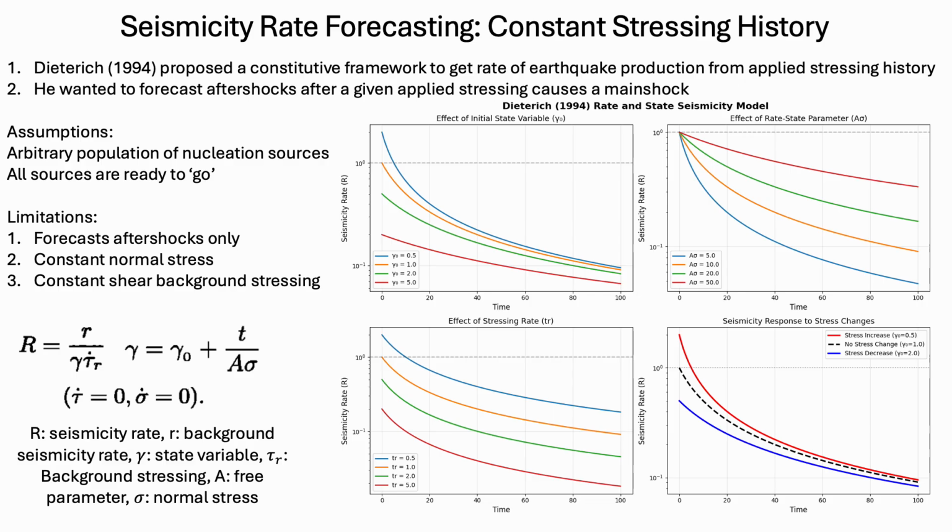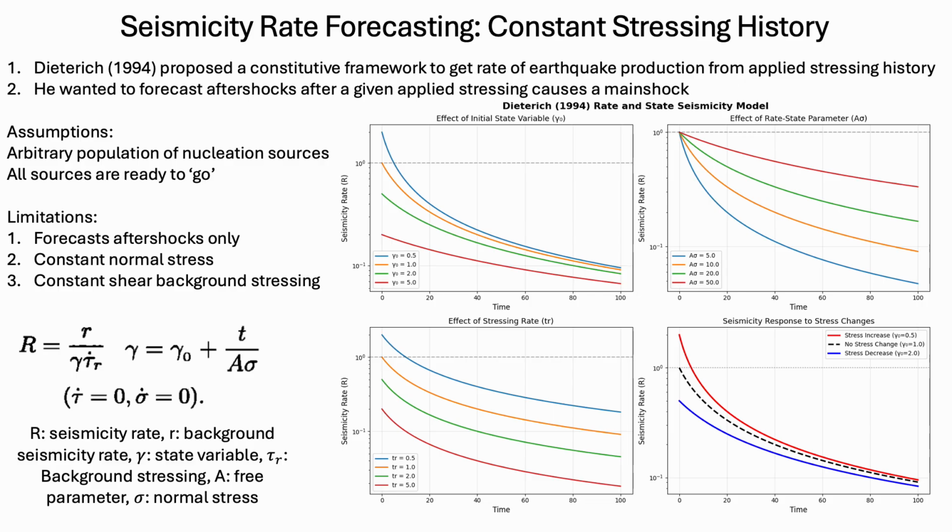His assumptions were that he considered a volume of Earth having an arbitrary number of nucleation sources, and all sources are above steady state and ready to go, which means that all sources are ready to nucleate earthquakes. The limitations of this model were that it forecasts aftershocks only, and it only assumes a constant normal stress and a constant shear background stressing.